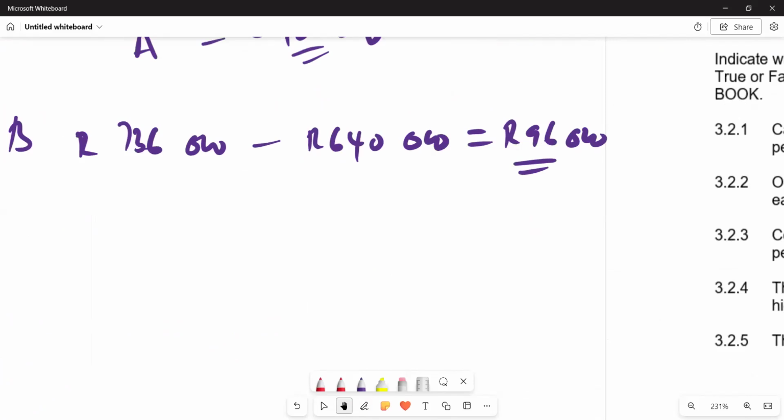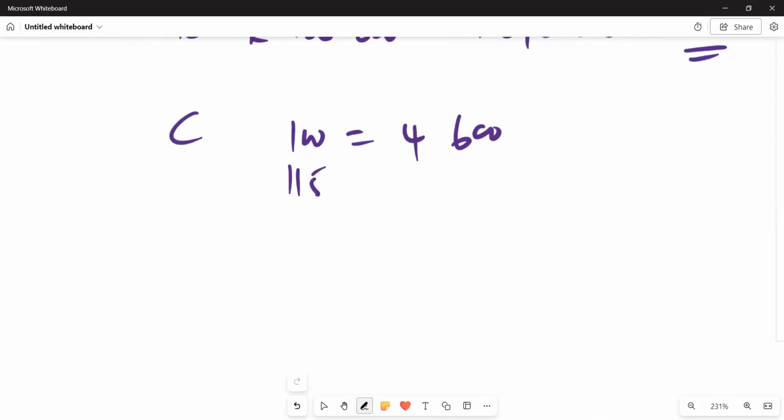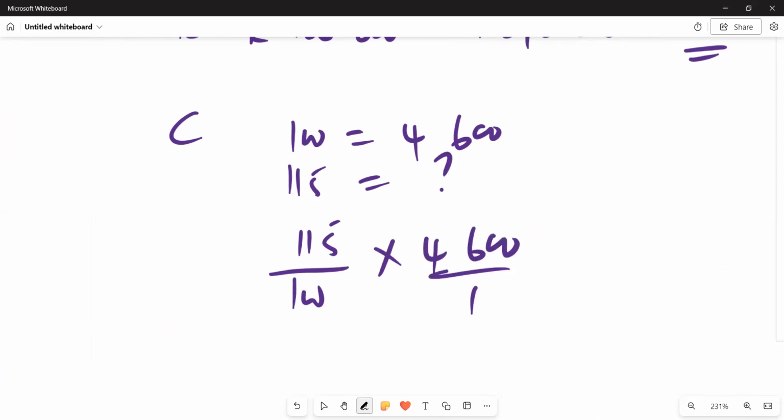So we are saying 100% goes to 4,600. What about 115%? So what we don't have is 115, which becomes the numerator. What we have is 100% as the denominator, multiplied by the given figure 4,600. So we do this calculation. We are going to get 5,290. So this becomes your C. So we go to the next one, which is obviously our D.